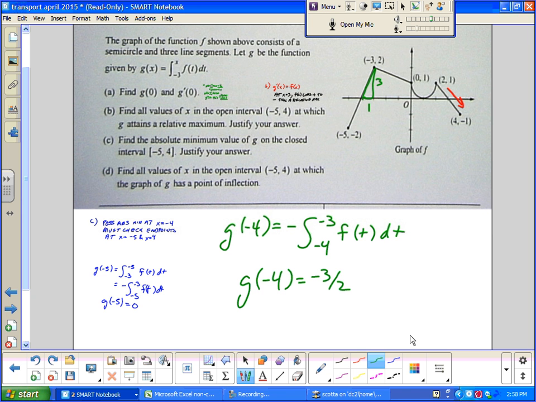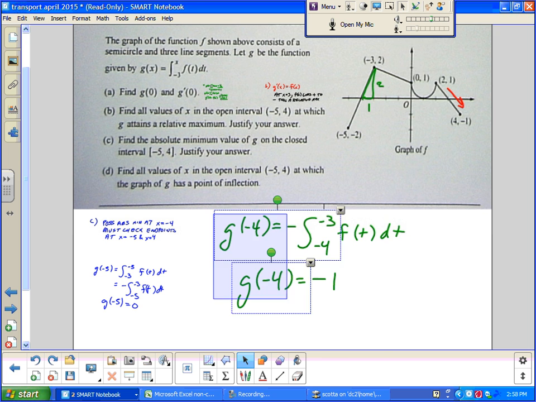All right. No, that's not 3 tall, guys. It's 2 tall. I read the wrong number. How about -1? Okay. So G of -4 is -1.